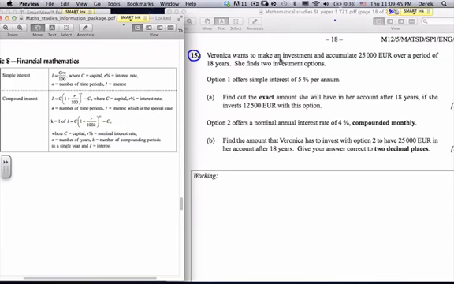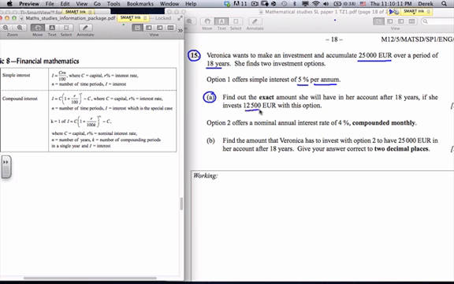Veronica wants to make an investment and accumulate 25,000 euros over a period of 18 years. She finds two investment options. Option 1 offers simple interest of 5% per annum. That means 5% per year. A. Find the exact amount she will have in her account after 18 years if she invests 12,500 euros with this option.